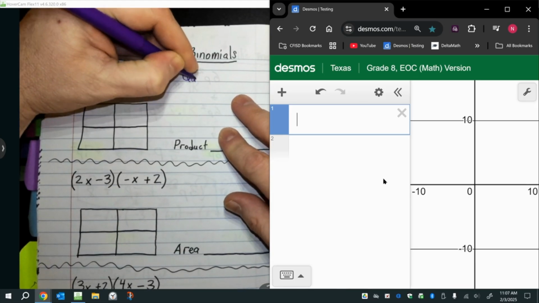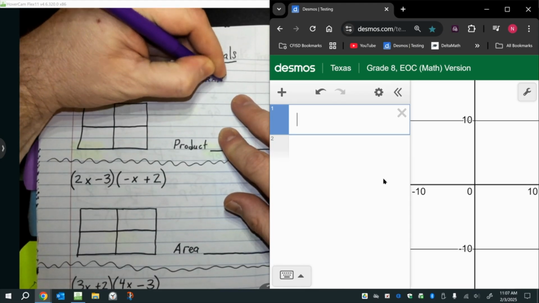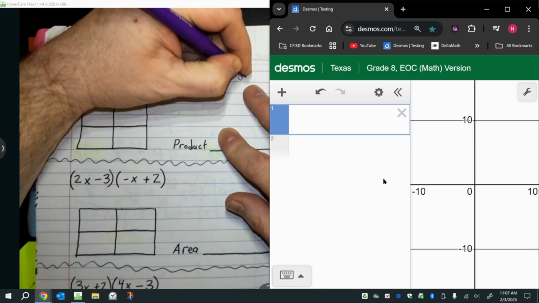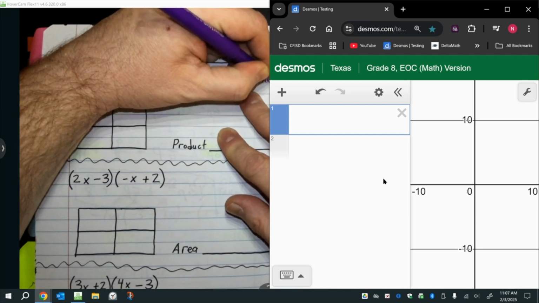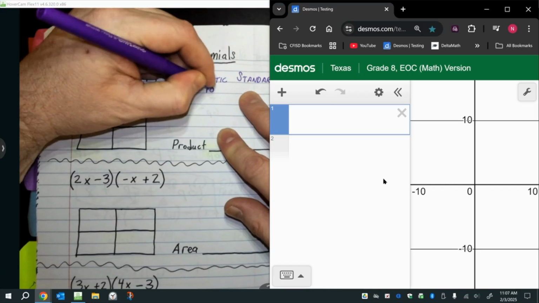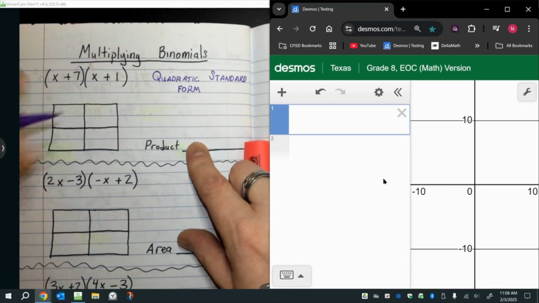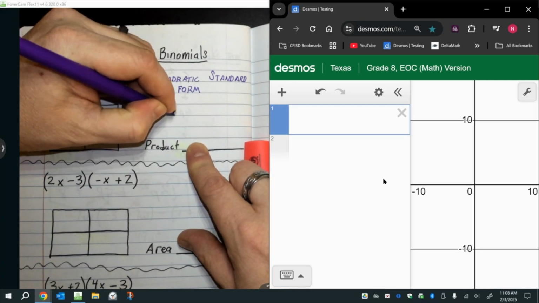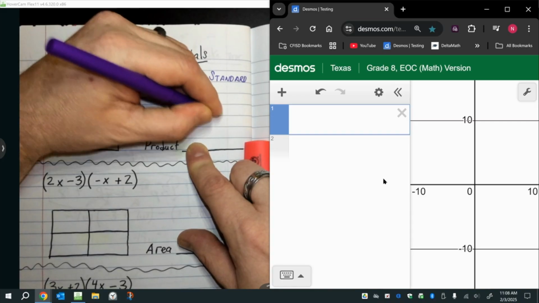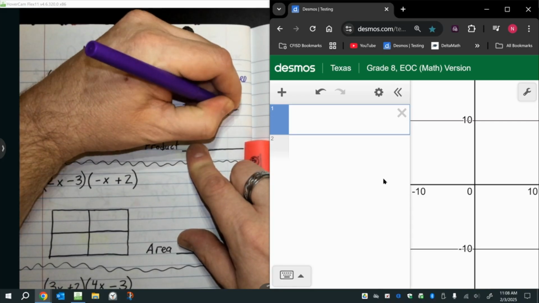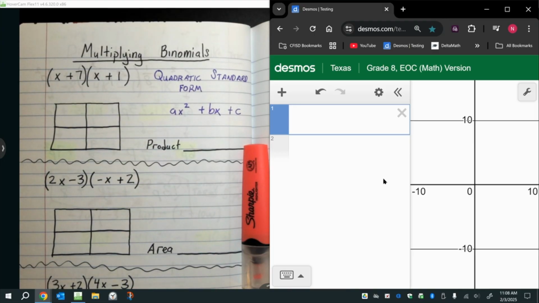You need this information. The quadratic standard form. So that way you know what these need to look like when we finish with them. So, quadratic standard form, that's going to be ax squared plus bx plus c. Our answer should look something like this. All right, so let's take a look.